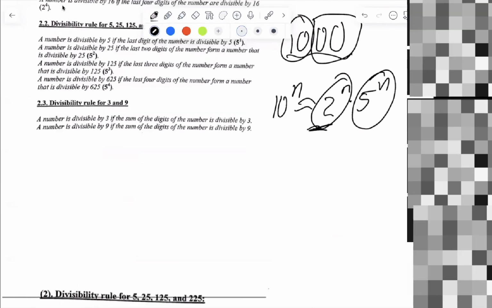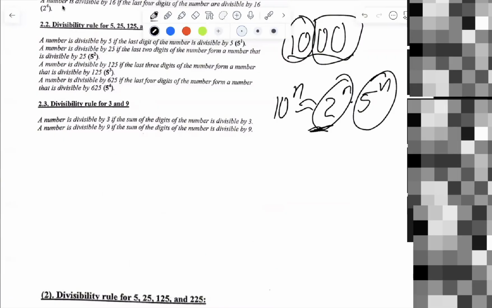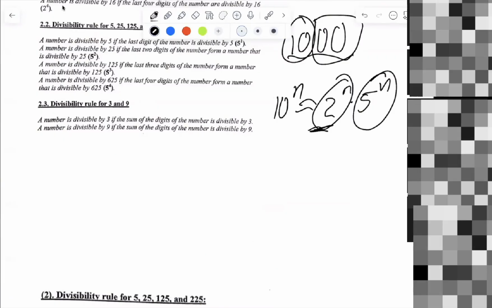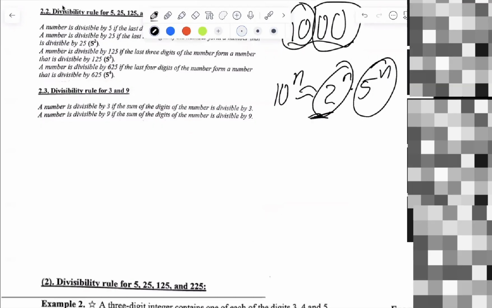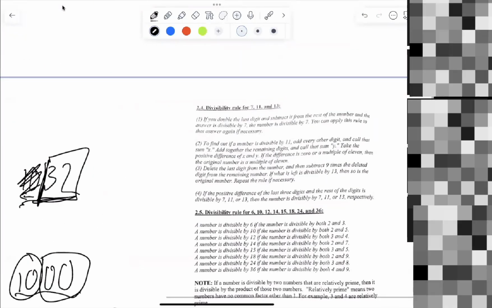A number is divisible by 3 if the sum of the digits is divisible by 3, and a number is divisible by 9 if the sum of the digits of the number is divisible by 9. Alright, and then we are going to add into this one.